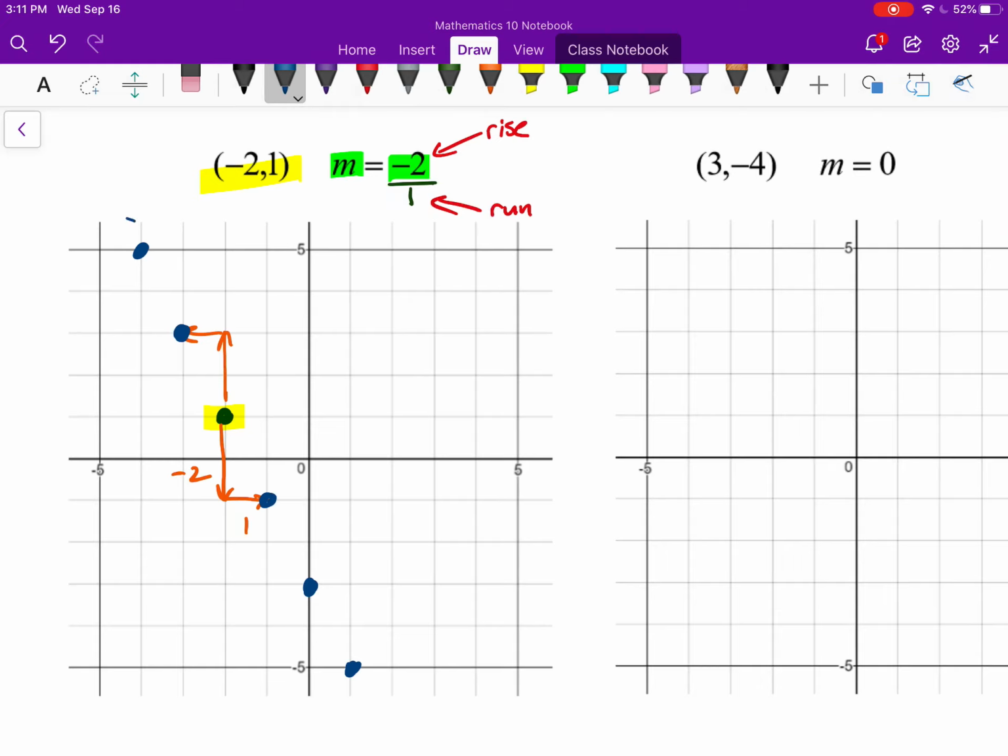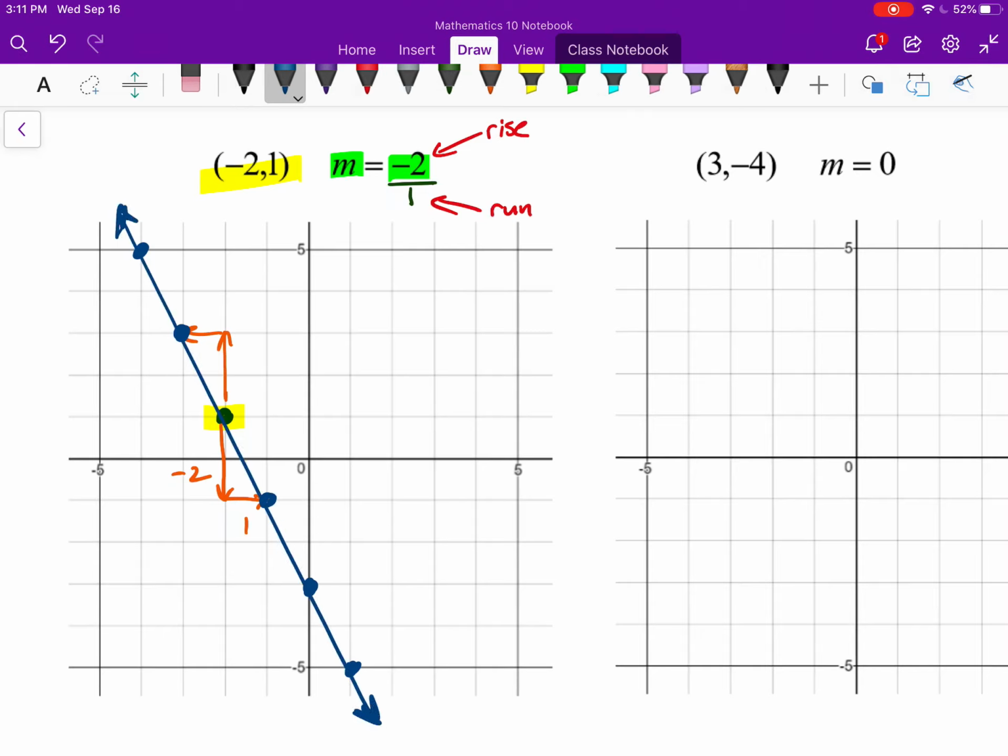I'm going to draw it right now. There's my line. Try to remember, always draw arrowheads on it to show that it goes on forever. And there's my line. For the next one, same idea. I have my point, 3, -4. Let me graph that. So 3 to the right, 4 down. There's my point. This time I have a slope of 0.